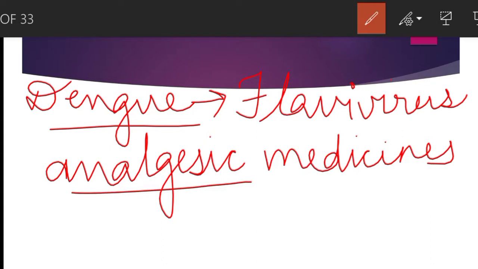Analgesic medicines means the medicines that act for the relief of pain. Symptoms of dengue are high fever, severe front headache, pain in joints, nausea, which means feeling of vomiting, and vomiting. This can be easily prevented by the elimination of the mosquitoes and their eggs, and the symptomatic care includes bed rest, adequate fluid intake, etc.